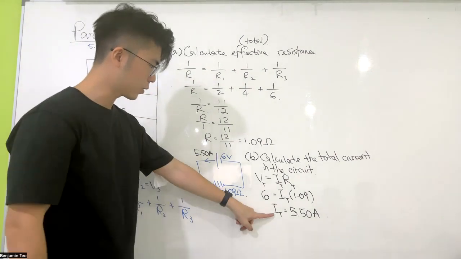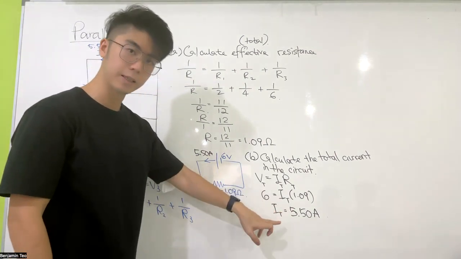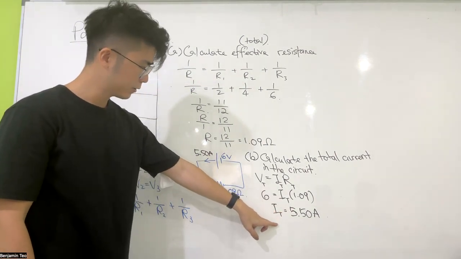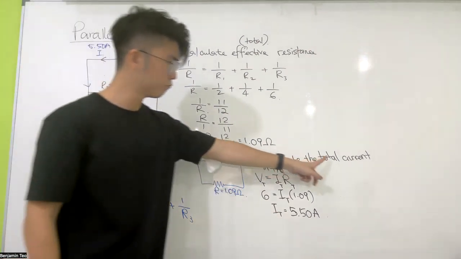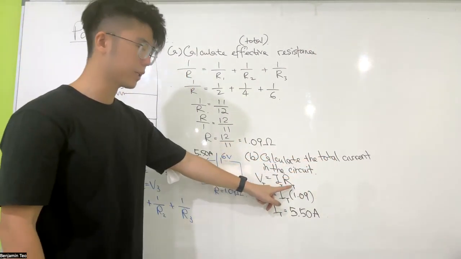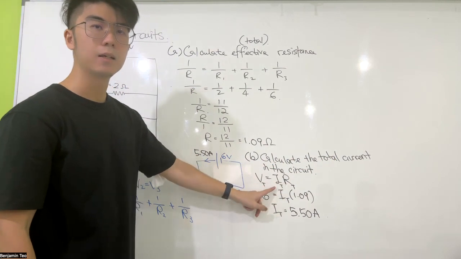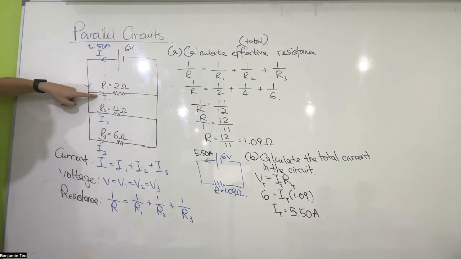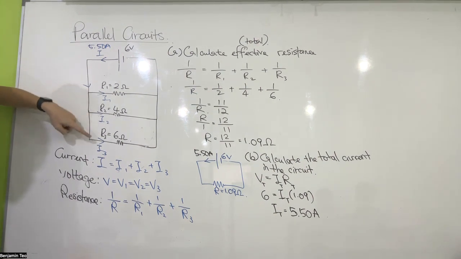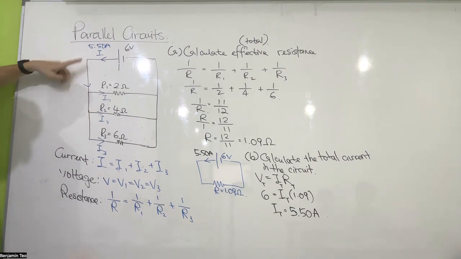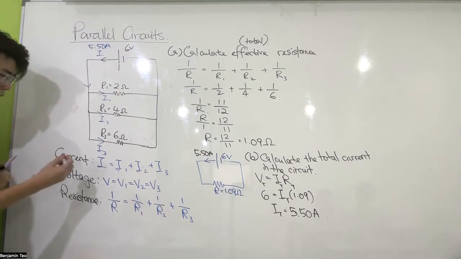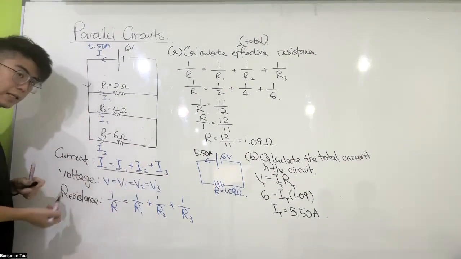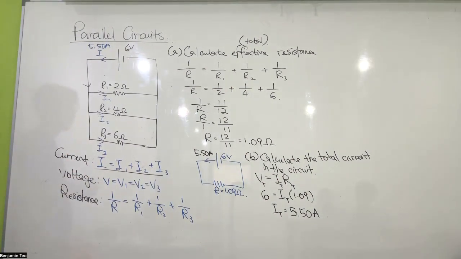Okay. This 5.50 current you calculated is the total, right? Because we are using the total resistance. You give me the total current. It's not the current in this I1. It is this one. Because you have to be careful. In the parallel, your current is not the same, like a series.